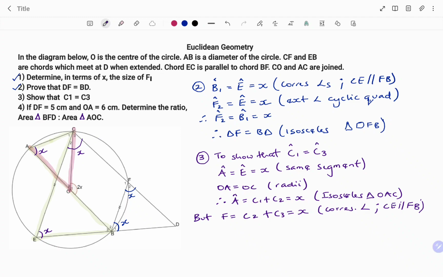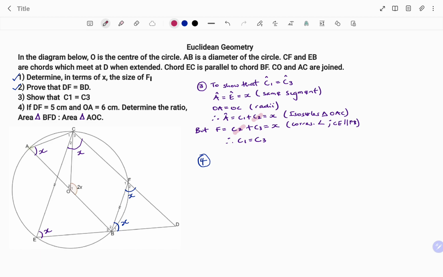So therefore, from the simultaneous equations that we have, C1 plus C2 equals x, and C2 plus C3 equals x, what that means is C1 must be equal to angle C3.